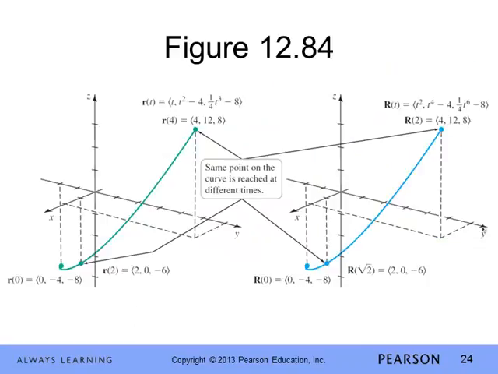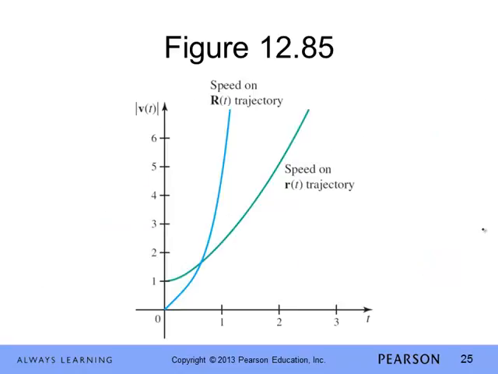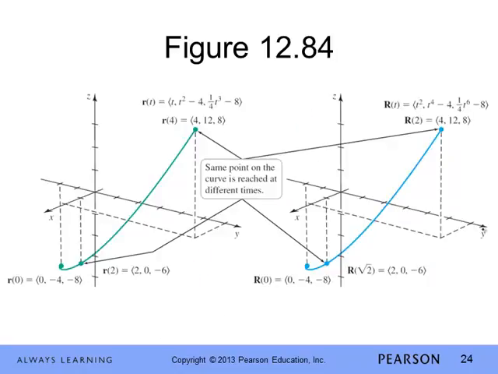All right, so here we've got example number 2. Now let me just talk you through this. For example number 2, we have a little r of t given by t comma t squared minus 4 comma 1/4 t cubed minus 8. And we've got big R of t, which is t squared comma t to the 4th minus 4 comma t to the 6th over 4 minus 8.